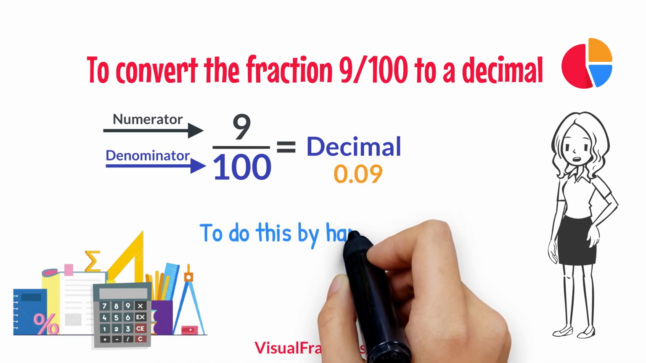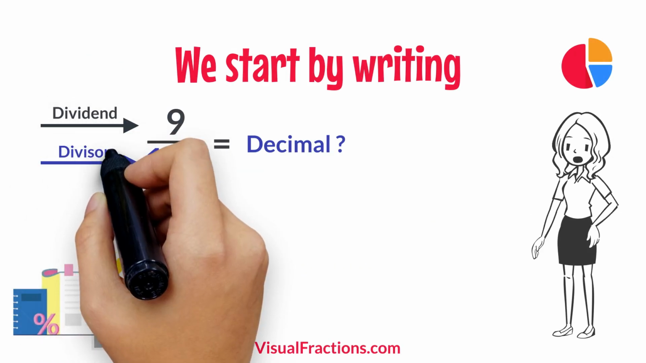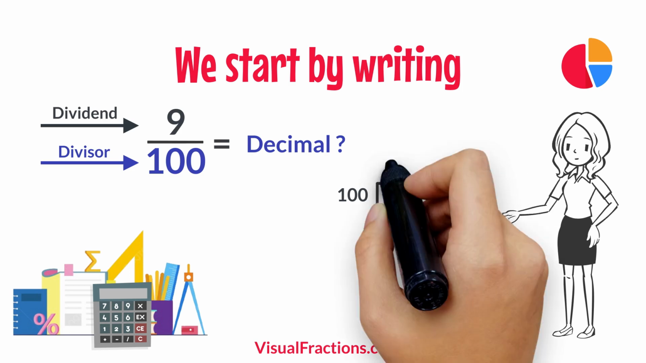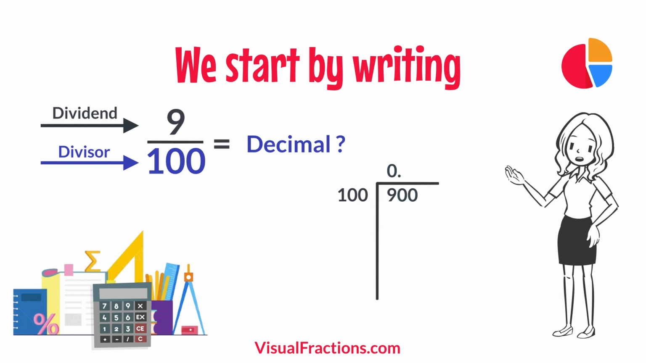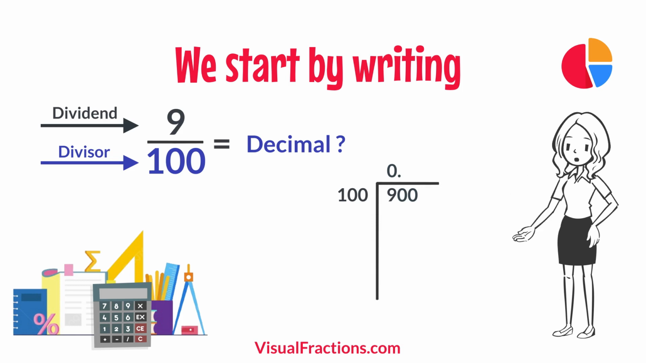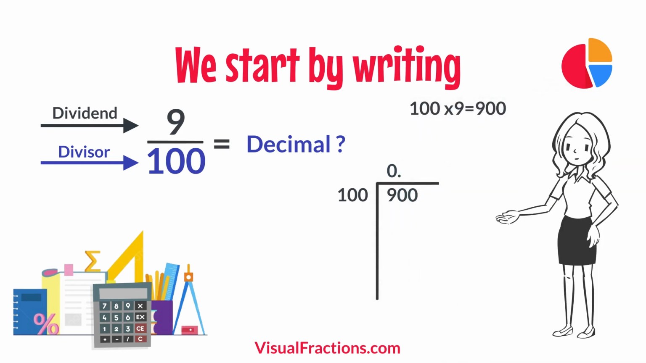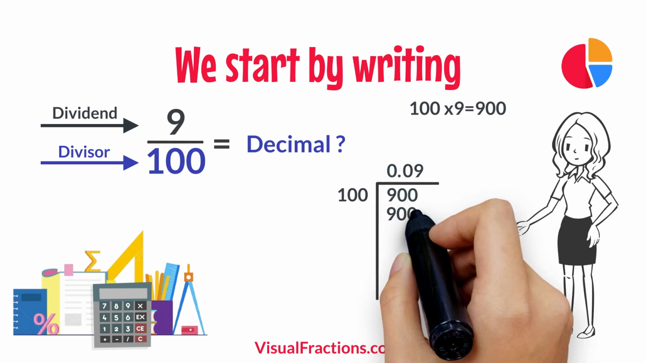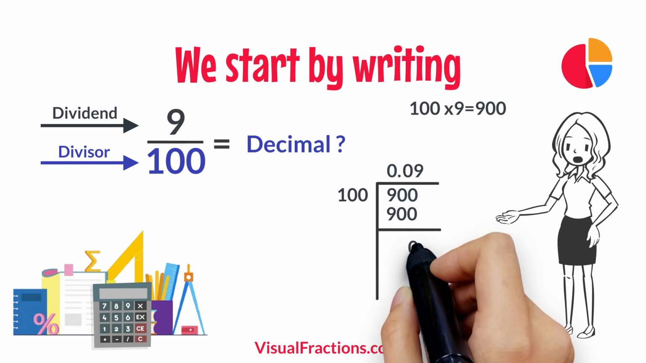To do this by hand using long division, we start by writing 9 as the dividend and 100 as the divisor. Since 100 doesn't fit into 9, we add a decimal point in our answer and append 2 zeros to 9, making it 900. How many times does 100 go into 900? Exactly 9 times. We write 9 after the decimal point in the quotient, making it 0.09. Multiplying 9 by 100 gives us 900. When we subtract 900 from 900, we get a remainder of 0.